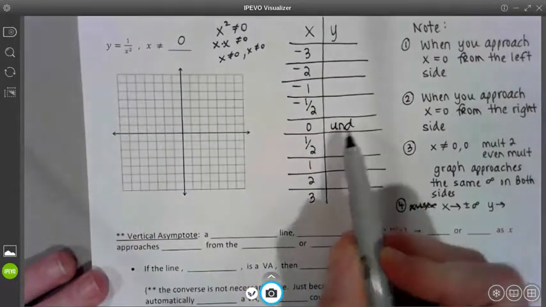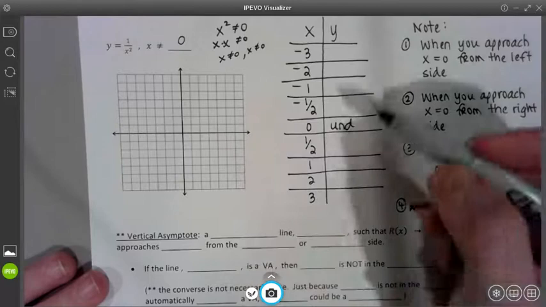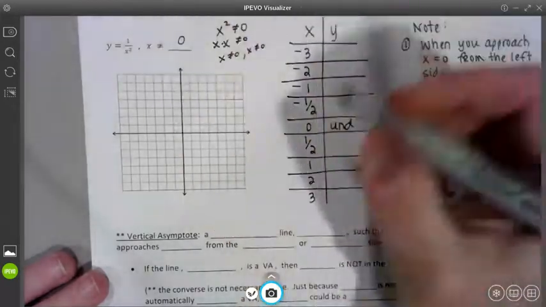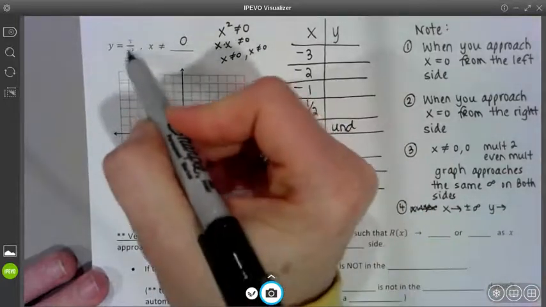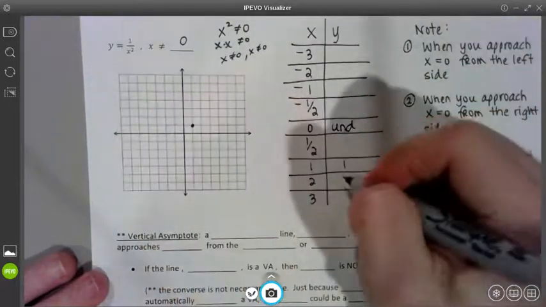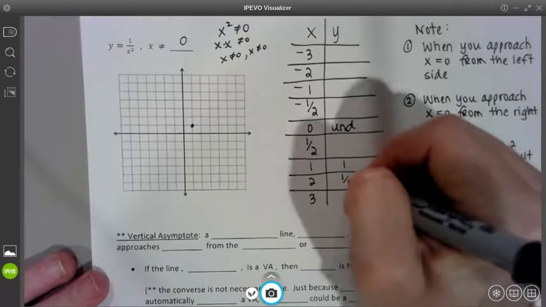That would be an undefined output. I'm not allowed to plug him in. So now let's plug in 1. 1 over 1 squared would be 1, so (1, 1) is on this graph. 2 goes in, 1 over 2 squared is 4, so that would be 1/4.